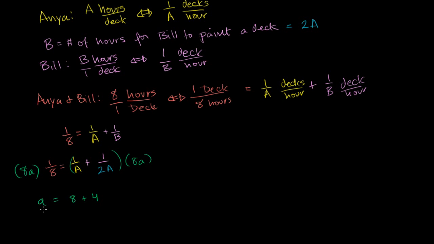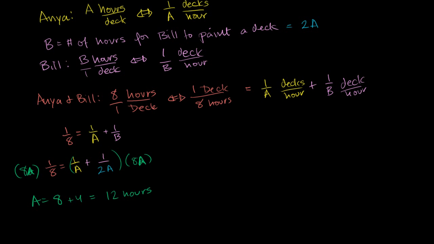So A, the number of hours it takes Anya to paint a deck, and I made it lowercase, which I shouldn't have, these should all be capital A's. So you have A is equal to 8 plus 4. 8A over A is 8, and 8A over 2A is 4. So the number of hours it takes Anya to paint a deck, or A, is 12 hours.